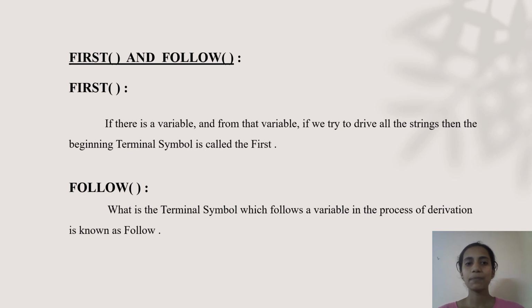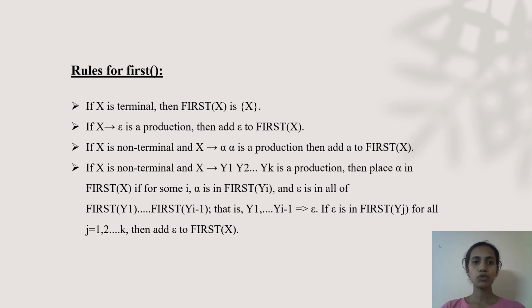What is FIRST? If there is a variable and from that variable we try to derive all the strings, then the beginning terminal symbol is called the FIRST. And FOLLOW is the terminal symbol which follows a variable in the process of derivation. There are some rules for FIRST.